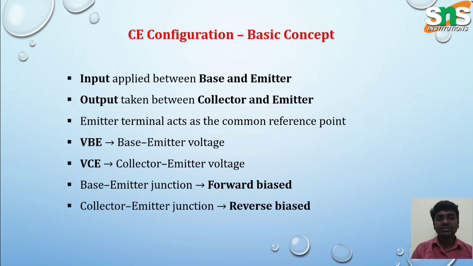The base emitter junction is forward biased, and the collector emitter junction works in reverse biased conditions. There are two PN junction diodes inside the transistor, NPN or PNP. One is the base emitter junction working in forward bias, and the collector emitter junction working in reverse bias.